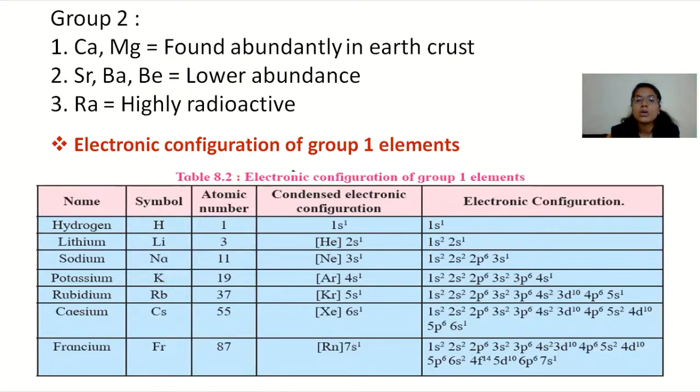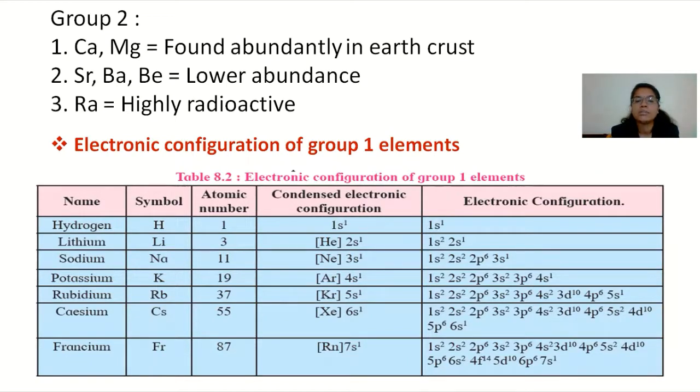Now electronic configuration of group 1 elements. See, group 1 consists of hydrogen, lithium, sodium, potassium, rubidium, cesium and francium. Although we have studied hydrogen separately, here we consider it in group 1 for electronic configuration only. So these are the names of group 1 elements. Their symbols are respectively hydrogen H, lithium Li, sodium Na, potassium K, rubidium Rb, cesium Cs, francium Fr.